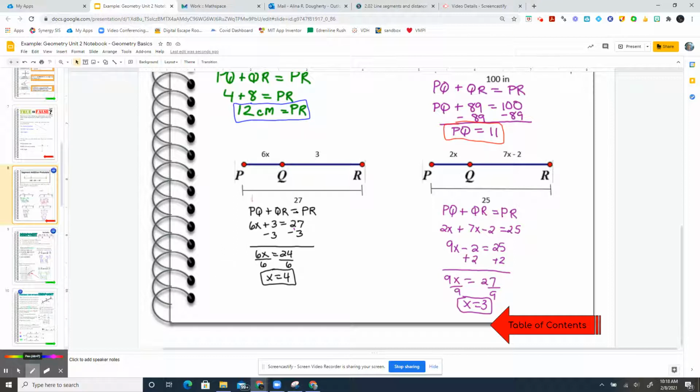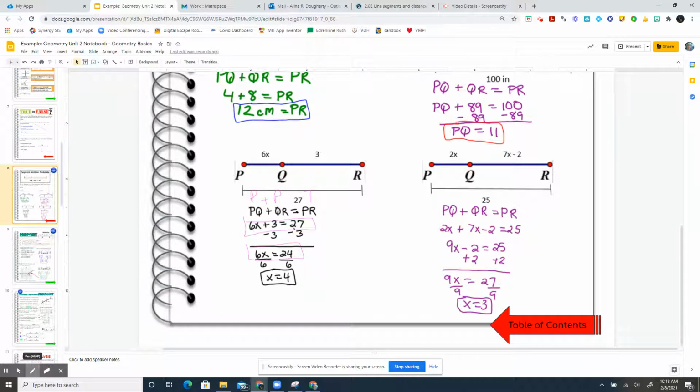So I've got the part plus the other part equals the total. And then we're just going to solve that equation once we set it up. So 27 minus 3 on both sides is going to give us 6x equals 24, and then divide by 6, and we get x equals 4.